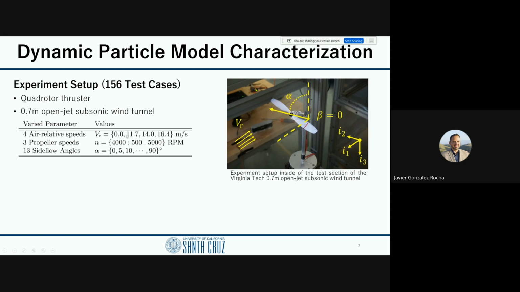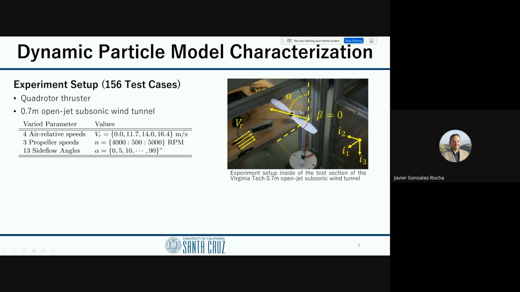Just to give you an idea of the parameters that were varied, we varied the air relative speed. We started with a control case where there was no wind, and then we went from an 11 meter per second flow up to a 16.4 meter per second flow. And then we varied the propeller speeds, from 4,000 RPM to 5,000 RPM in intervals of 500 RPM. And then we varied the side flow angles, since again, this is the tilt. We went from 0 degrees all the way to 90.